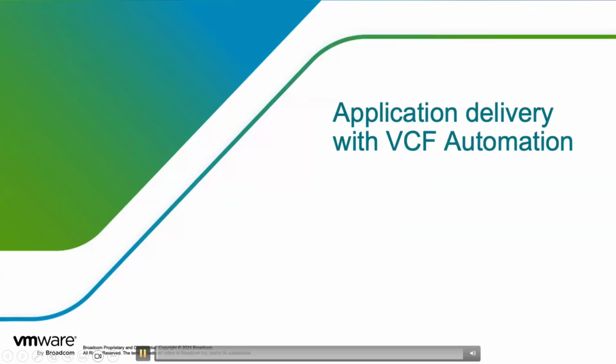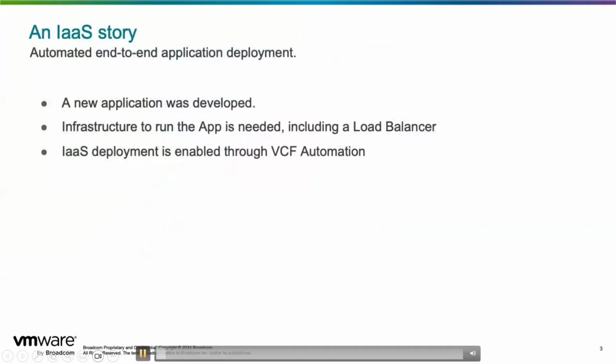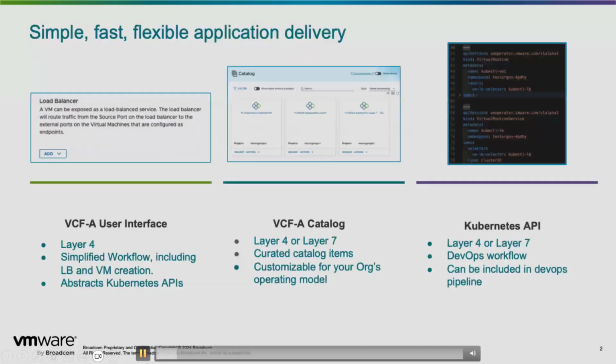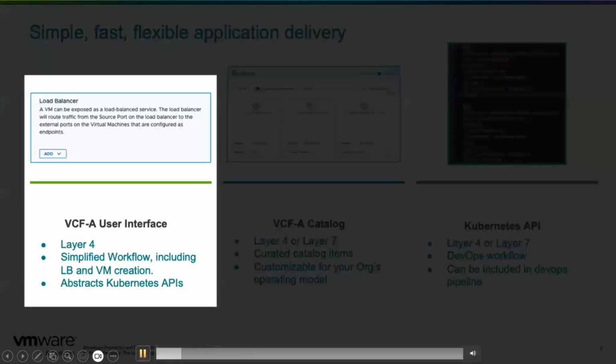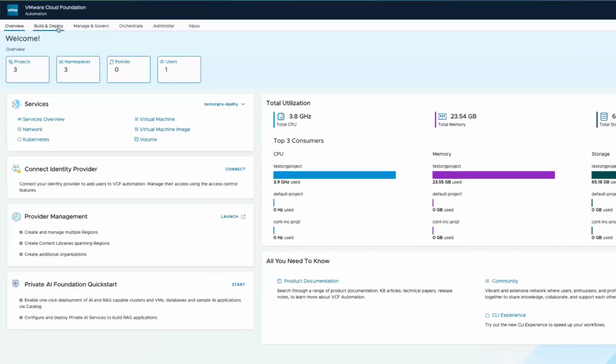So just a quick example, walking through some of this and what it looks like, we're doing application delivery this way. End to end, we just want to deploy an application. What would this look like? I need to deploy the application and the load balancing. So I'm going to start with the VCFA using that user interface, going through that simple layer 4 experience today. Again, this is going to be improved quite a bit in the near future.